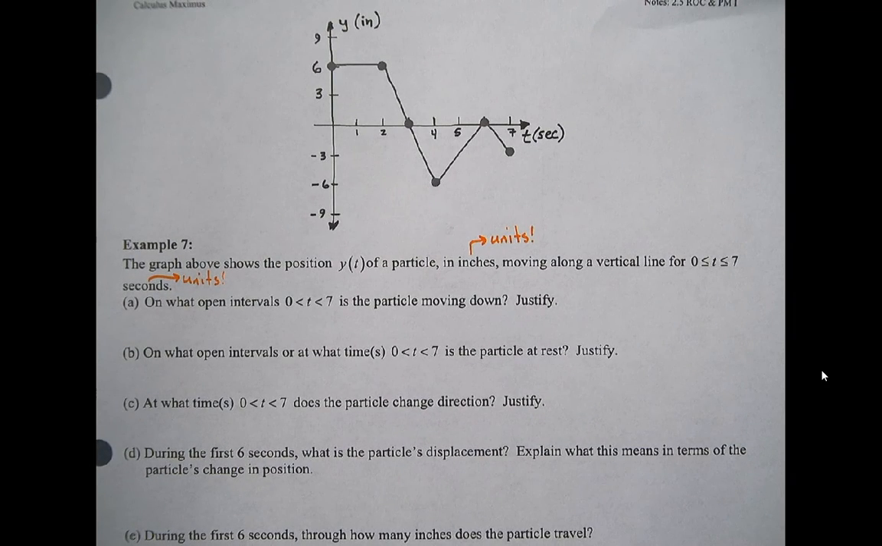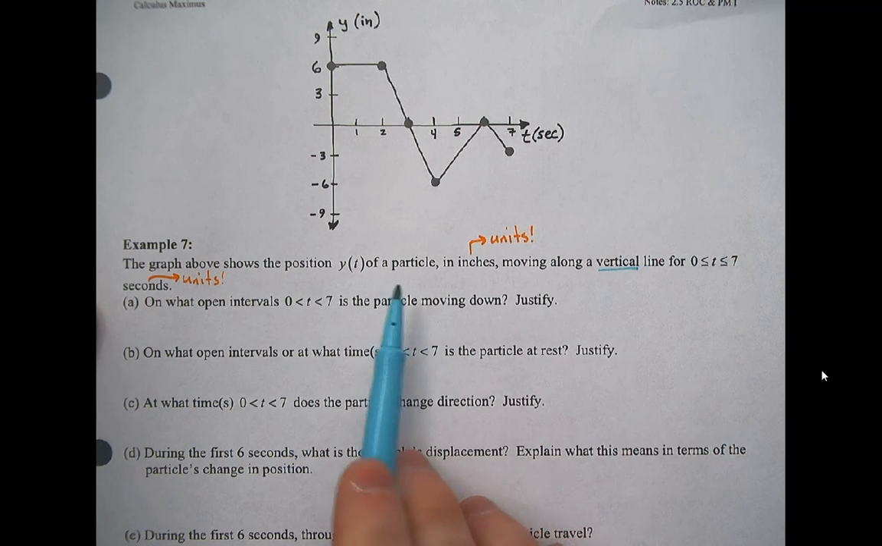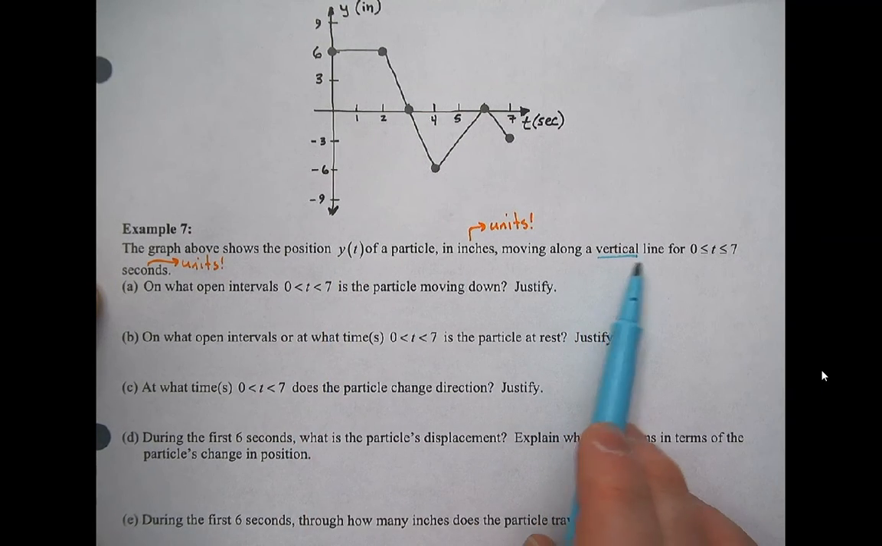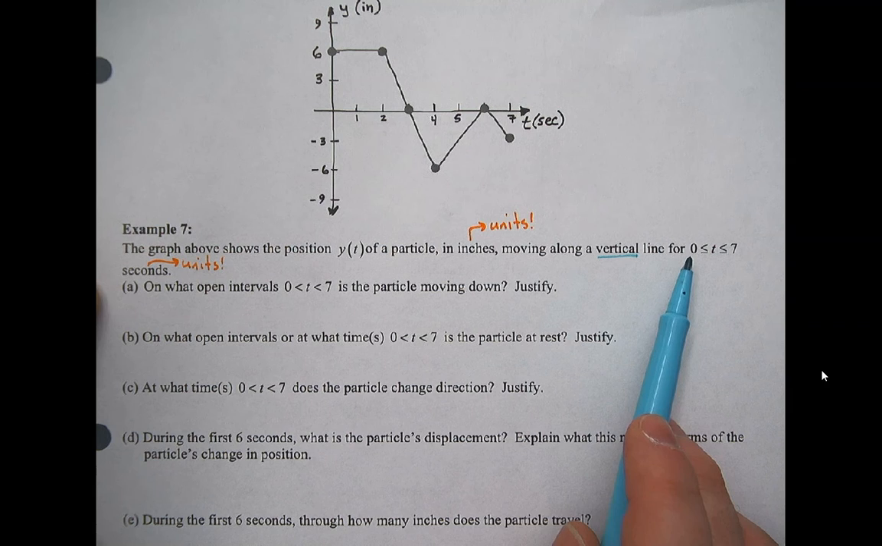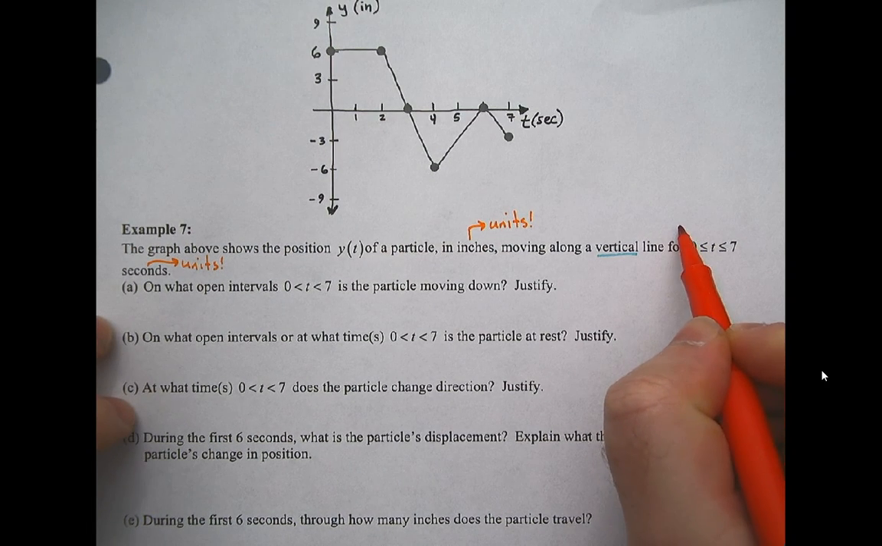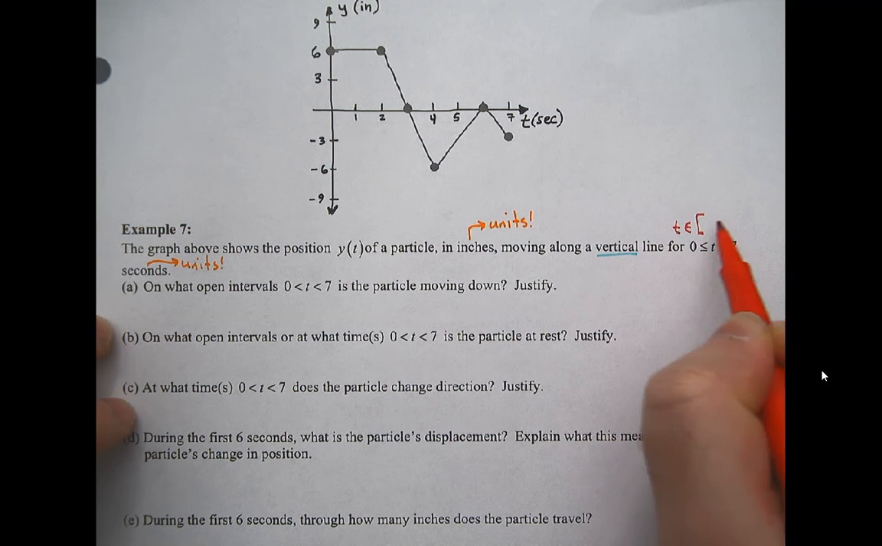So the graph above shows the position y of t of a particle in inches moving along a vertical line. That's kind of interesting. We've got a vertical line going on here, which is probably why they named it y of t instead of s of t or x of t, because we're moving vertically. And this is occurring for all times t. Now, I like to write this up using interval notation. So t is an element of, we're going from 0 until 7 inclusive.